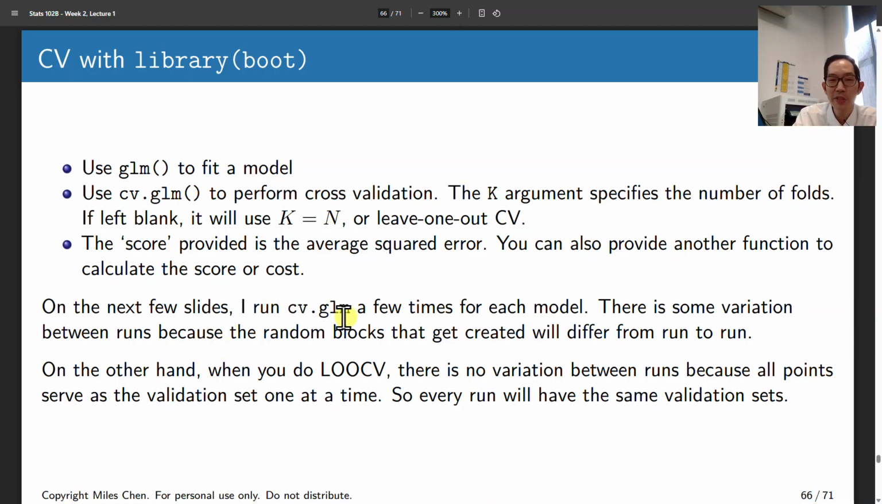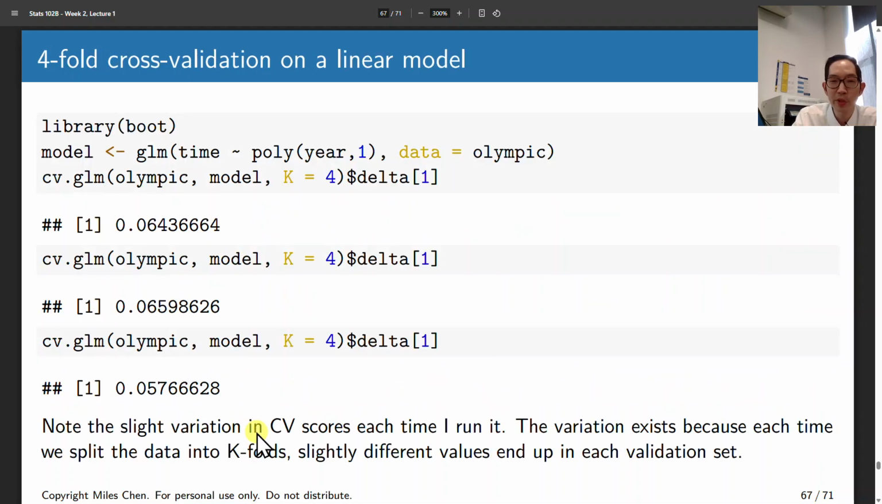So I'll run cv.glm a few times, and we'll see that there's some randomness. Here I say do four-fold cross-validation. We're going to just fit a linear model. I have poly year order 1. I could just do time based on year.